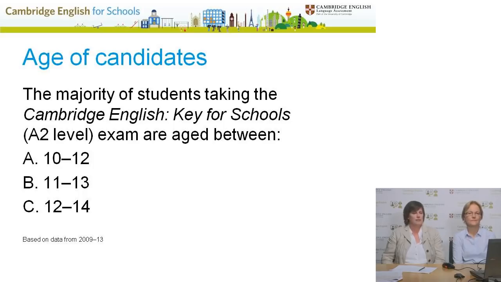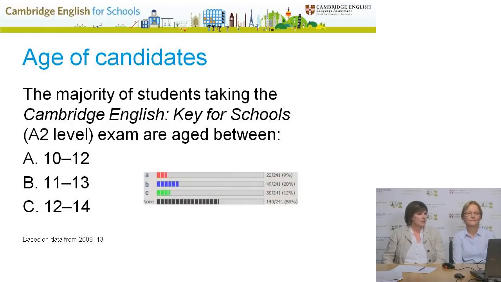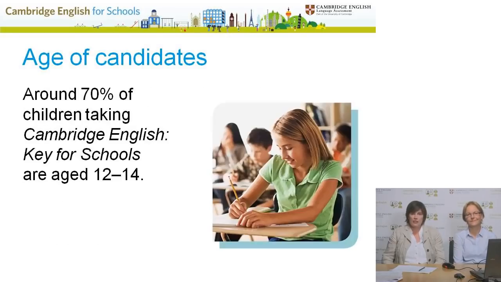So I can see some people are writing in the chat box, but if you could try using your polling button above the chat box. I see a lot of A's and B's, some C's. Okay, the majority of people have selected B, but actually the correct answer is C, 12 to 14-year-olds. In fact, 70% of candidates taking this exam in 2013 were aged between 12 and 14 years old.